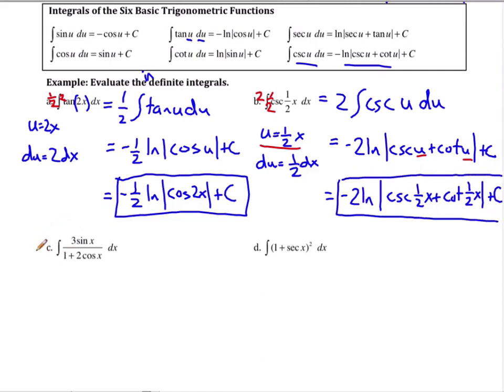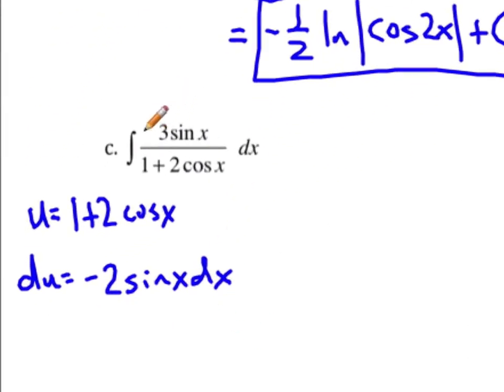Alright, let's take a look at letter C. So here I would let u equal, well, probably the denominator, because I don't see anything in with the x's, so when you see a quotient, try the denominator. So let's go 1 plus 2 cosine x, and let's find du, which is going to be negative 2 sine x dx. And I don't see negative 2 sine x dx. I see 3 sine x dx.